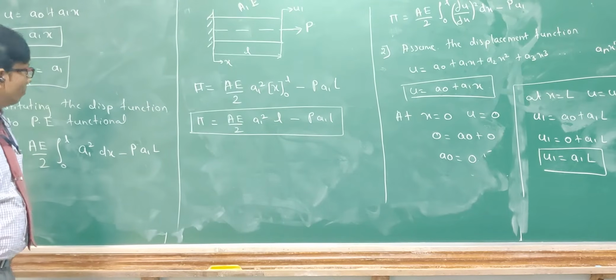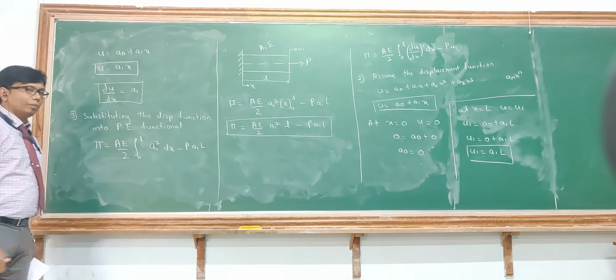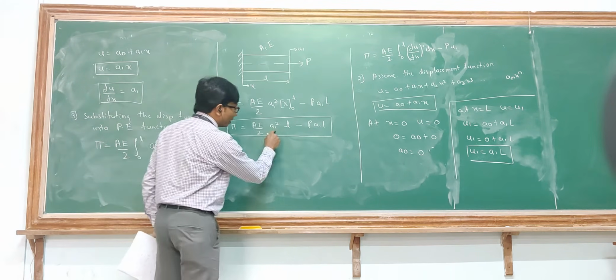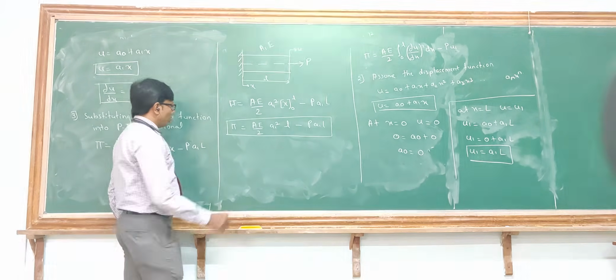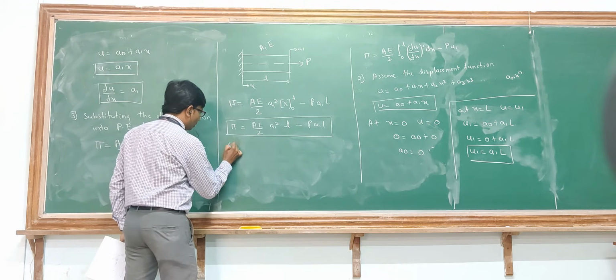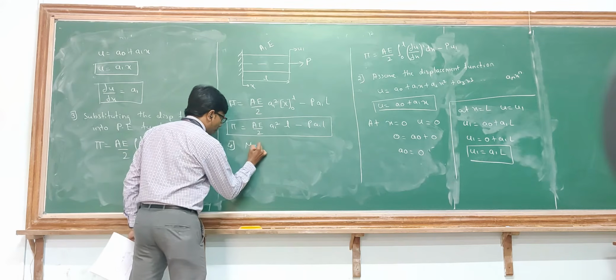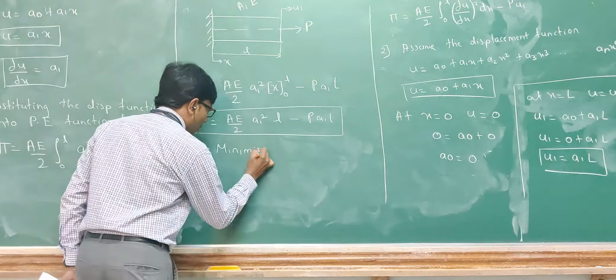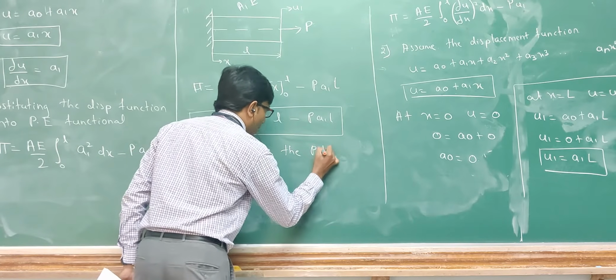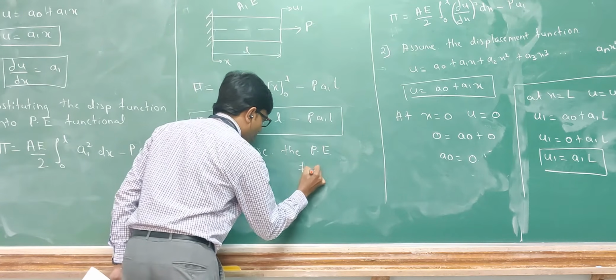Then we will continue with the fourth step, that is we have to minimize the potential energy function. If I minimize the potential energy function, I will get the value of the unknown parameter, that is A1. So I will write down the fourth step: minimize the potential energy functional.